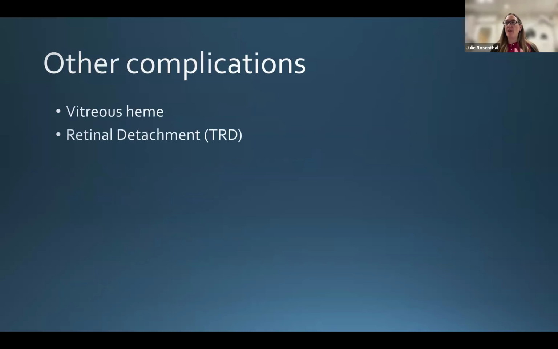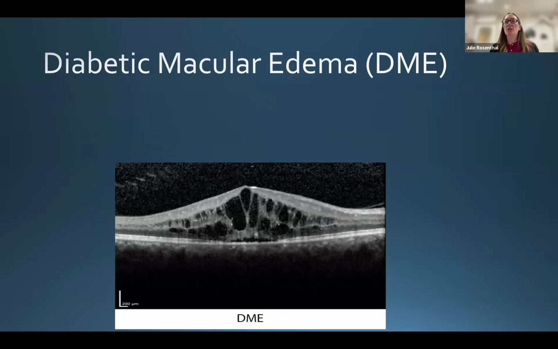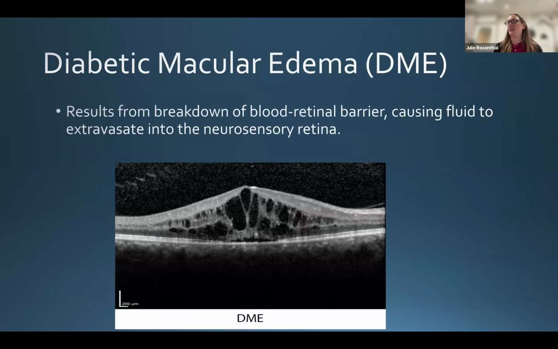So, we've talked about vitreous hemorrhage and the tractional retinal detachment, or TRD, is what you'll see in our illegible notes. There's also something called diabetic papillopathy, which is swelling of the nerve in the eye. It can be on one side, both sides, and it can happen at any stage of diabetic retinopathy or glycemic control. And sometimes people see very well despite the fact that their nerve is swollen. So that brings us to one other complication called diabetic macular edema.